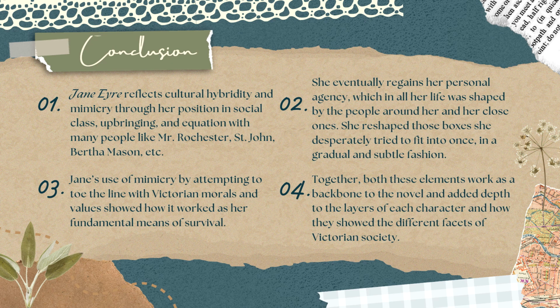In each of these phases, even towards the end, when she's able to form a stronger sense of identity and understanding of herself and how she wishes to go through life forward, we see how she regains this sense of personal agency and finds this third space where she follows her heart and keeps the sense of duty that she holds. Jane's use of mimicry by attempting to toe the line with Victorian morals and values showed how it worked as her fundamental means of survival more than just as an act of being socially acceptable.